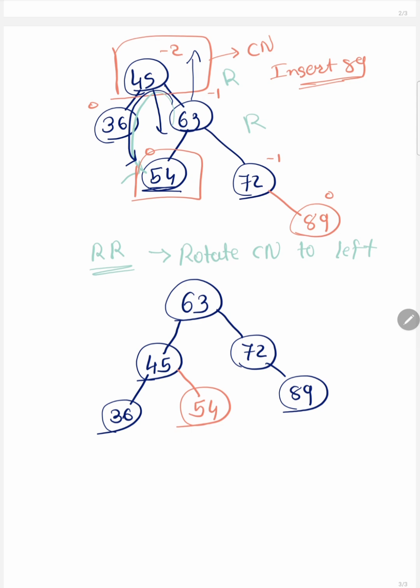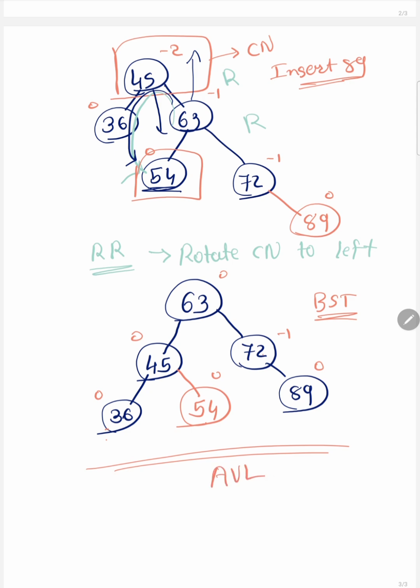Now again you can check the condition for binary search tree. 36 is lesser than 45, 54 is greater than 45, 54 is lesser than 63, 72 is greater than 63 and 89 is greater than 63. So yes, it follows this condition, and then you need to check the balance factor. So 36 is a 0, 54 it's a 0, 89 it's a 0, 72 it's 0 minus 1, minus 1, 45 it's a 0, 63 it's 2 minus 2, 0. So now yes, it's balanced. So you can say this is your AVL tree.